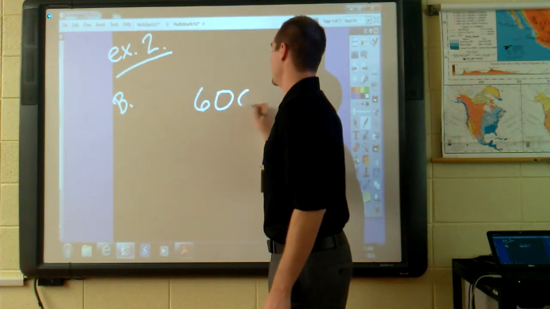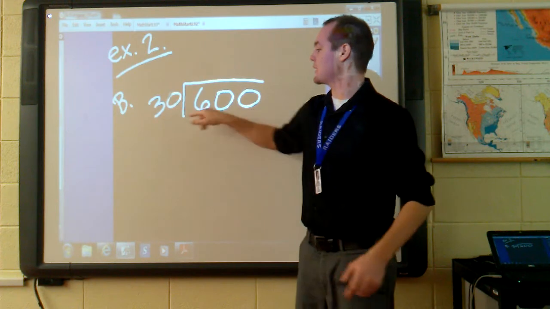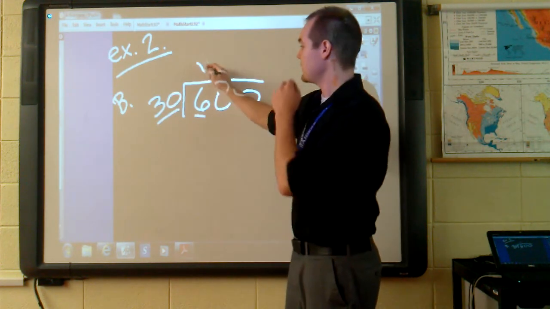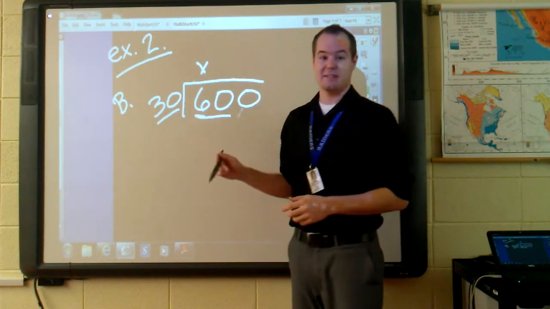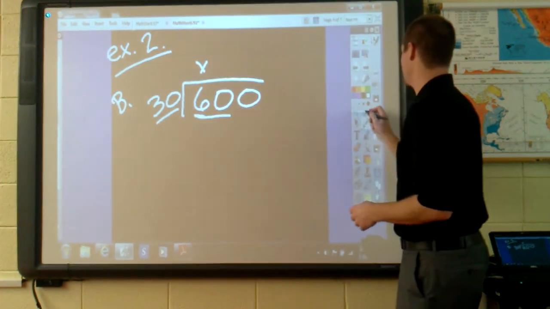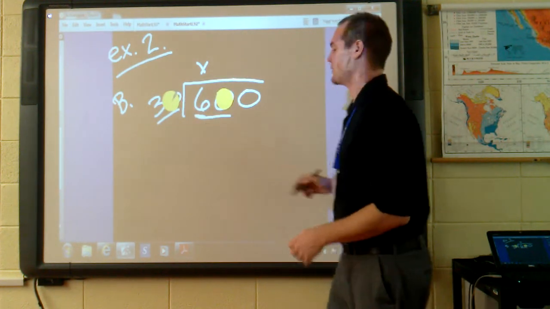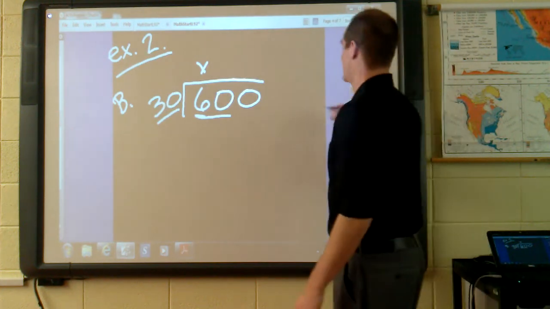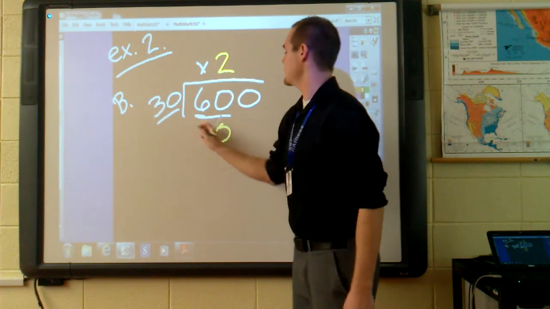And this one will be relatively easy for us because they've taken the rounding out of it because they're already rounded to the nearest 10. 30, of course, doesn't go into 6, but 30 does go into 60. How many times does 30 go into 60? Well, how many times does 3 go into 6? We know that 3 goes into 6, of course, twice. 2 times 0 is 0. 2 times 3 is 6.